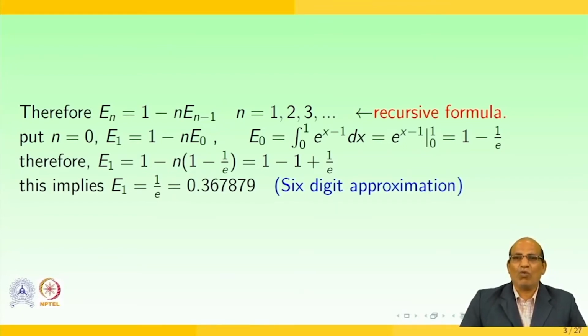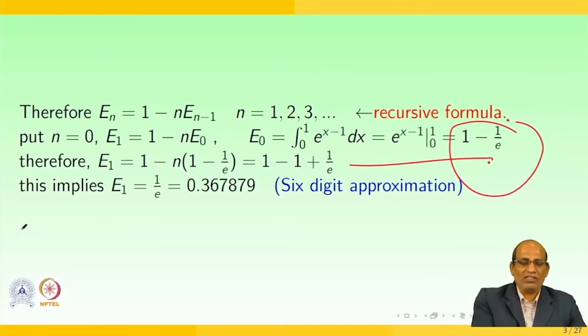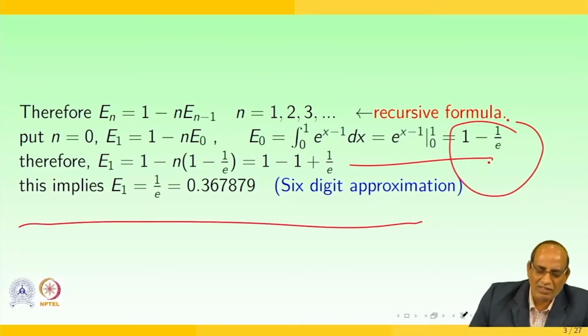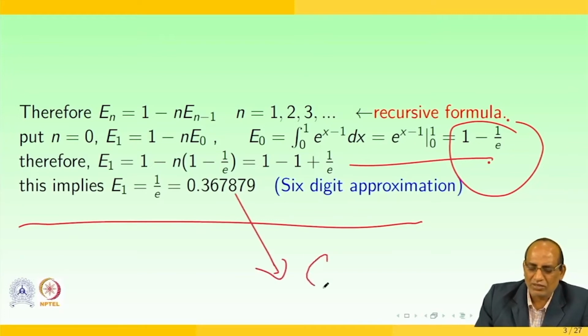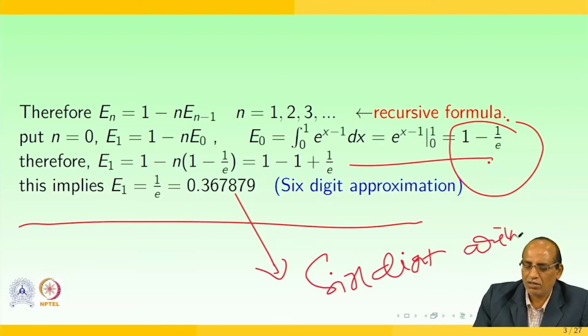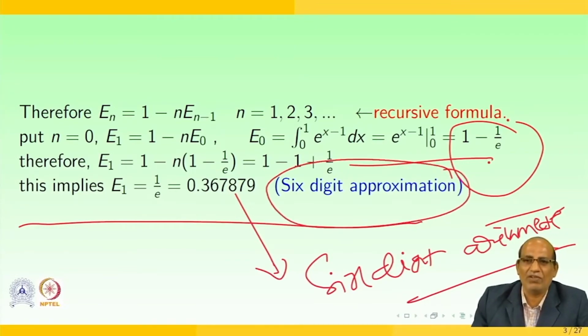This is what is called the recursive formula. So now you will be very clearly knowing what is the recursive formula, what is the iteration formula, and in what instances we use the recursive formula and the iteration formula in order to find the best approximations. Now, as a matter of curiosity, if you put n = 0, E1 is equal to 1 minus 1 into E0. What is E0? E0 is simply the integral from 0 to 1 of e^(x-1) dx, which simply turns out to be 1 - 1/e. So this ultimately implies E1 is equal to 1/e, that is 0.367879. That means 6 digit arithmetic, so we are interested in 6 digit arithmetic, assuming that this will give you a best approximation.